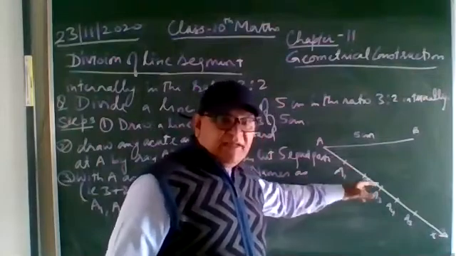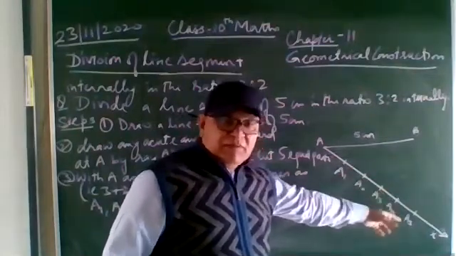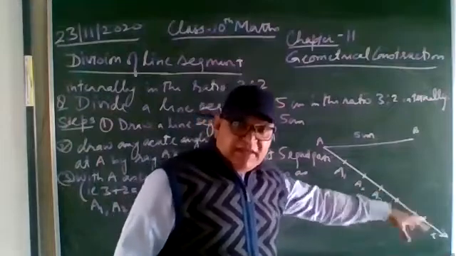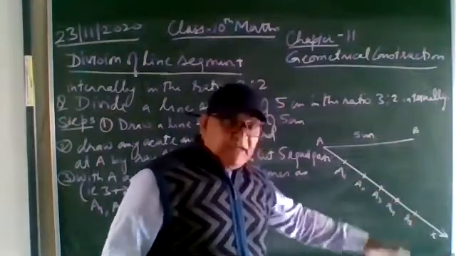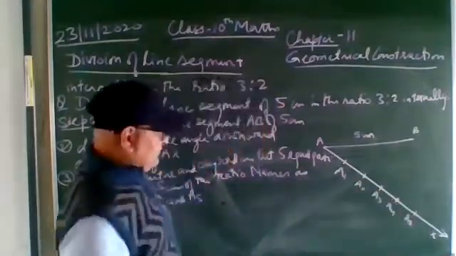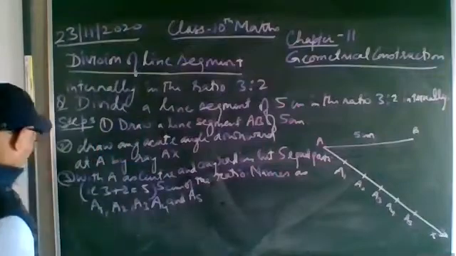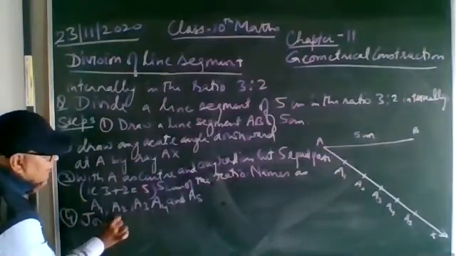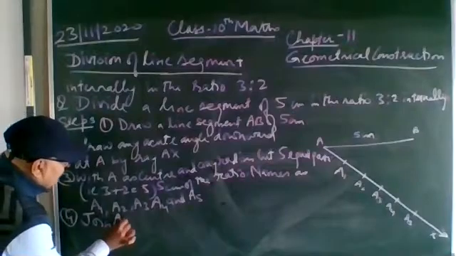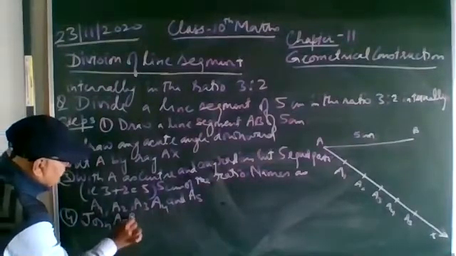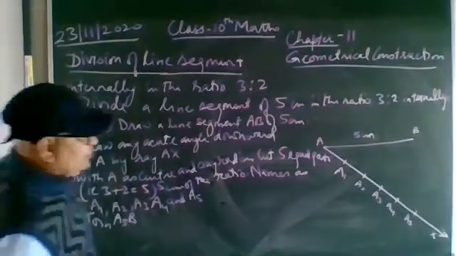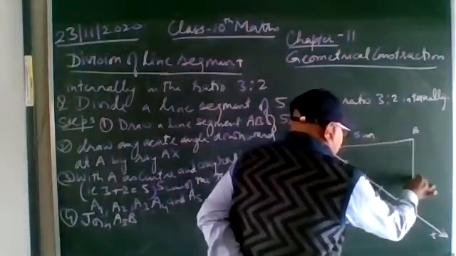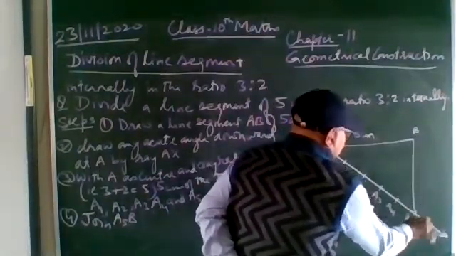So when you are on A2, come on A2, cut A3. Come on A3, cut A4. Come on A4, you will get A5. So after that, fourth, join A5 to B. A5 to B. This point you have to join.